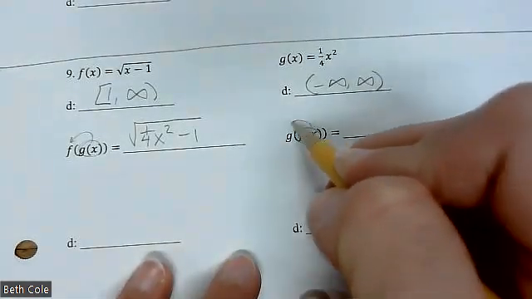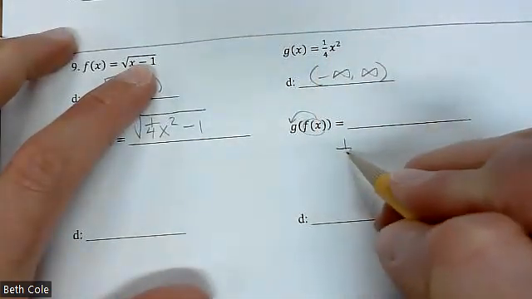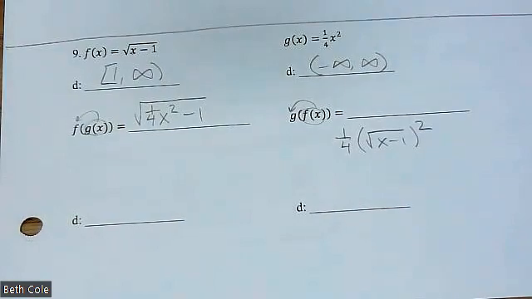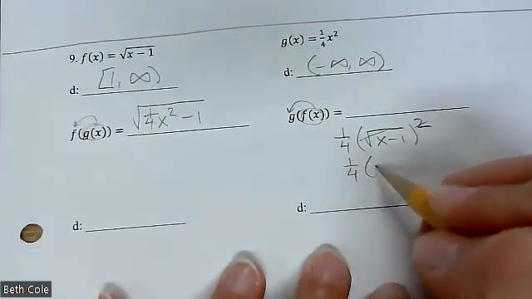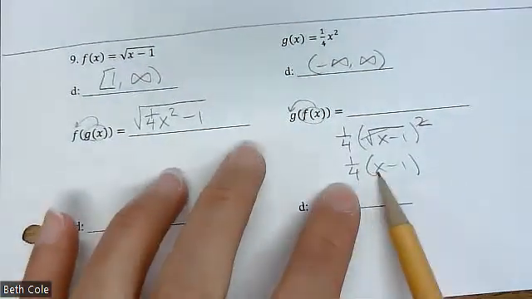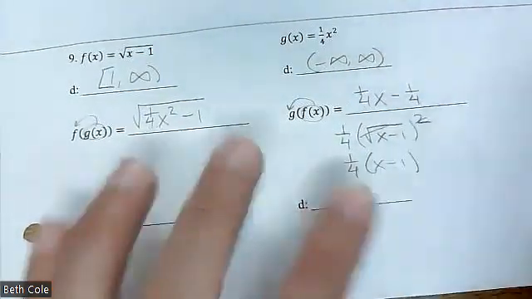For this one, F gets plugged into G. So this is getting plugged in for X over here. That's going to be a different story. It's the entire square root that's getting squared. So you can cancel those. You'll have 1/4 times X minus 1. And then what's the last step that you would have to do with that? Distribute. So it'll be 1/4 X minus 1/4.